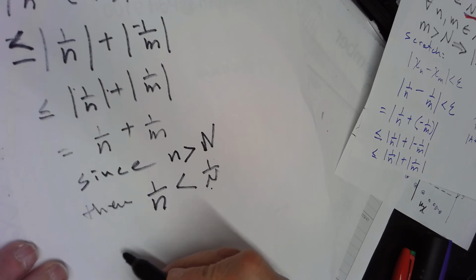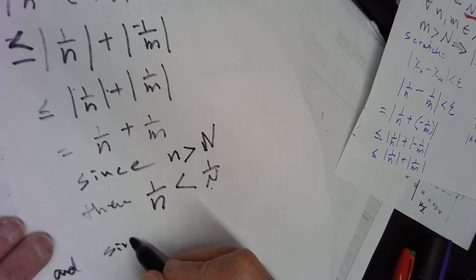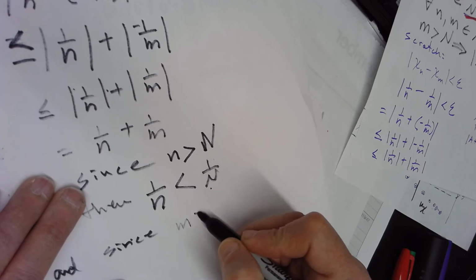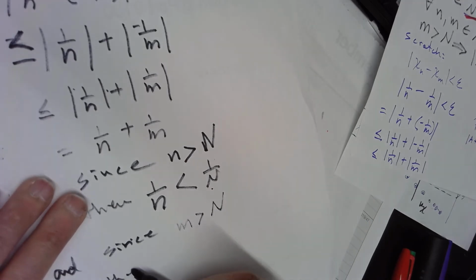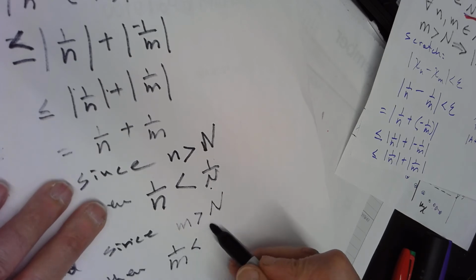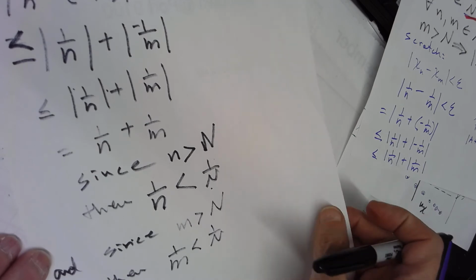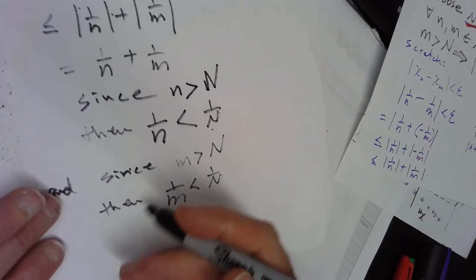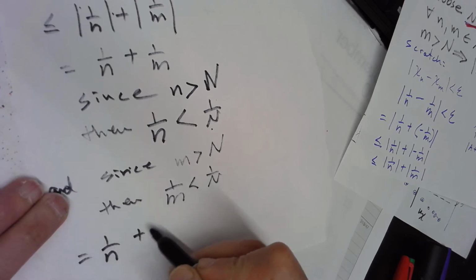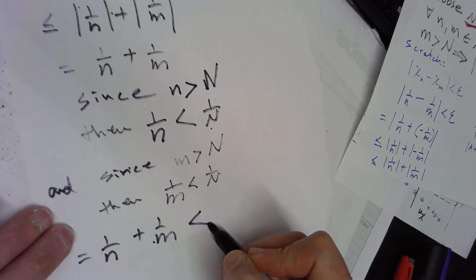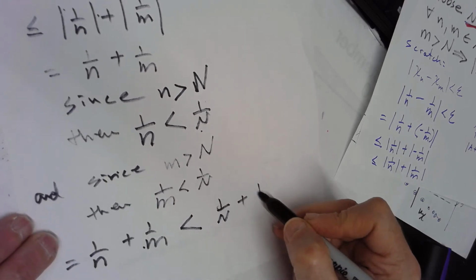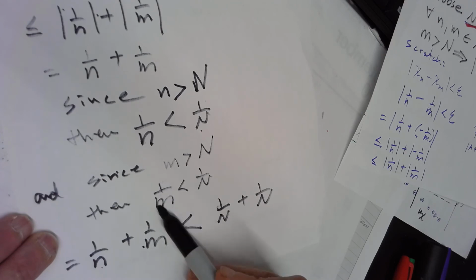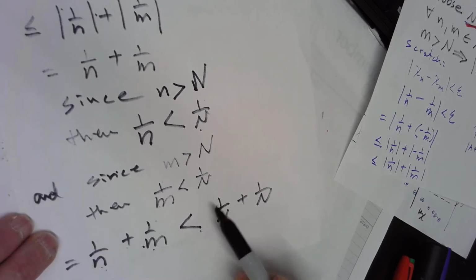Okay, and since m is greater than uppercase N, then 1 over M is going to be less than 1 over N. Okay, therefore, in that case, we have 1 over N plus 1 over M is going to be less than 1 over N plus 1 over N. Since this is less than 1 over N, and 1 over M is less than 1 over N, then 1 over N plus 1 over M is going to be less than 1 over N plus 1 over N.